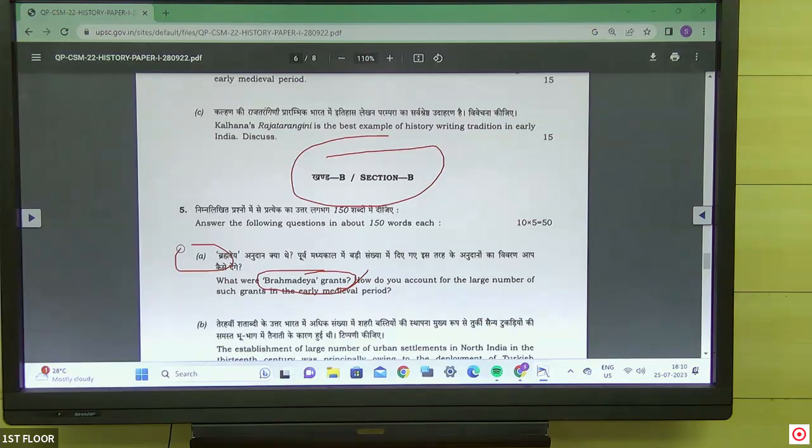Come to paper 1. How many units are there in paper 1? 24. The first 12 are ancient. Mark it. Online students, please mark it. Since today I can't send the PDF of that. So the first 12, what is the 12th unit? Up to that, put a line: ancient. 13 to 24 is medieval. So 1 to 12 is Section A, 13 to 24 is Section B. Mark it.